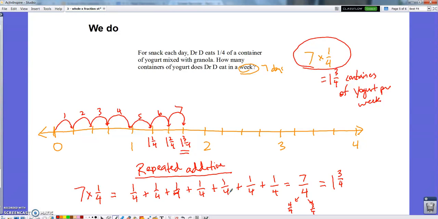That's what's important. So when you feel like you have a good handle on this, you're all set. If you need to go back and watch the I do or the we do again to think it through one more time, please do.